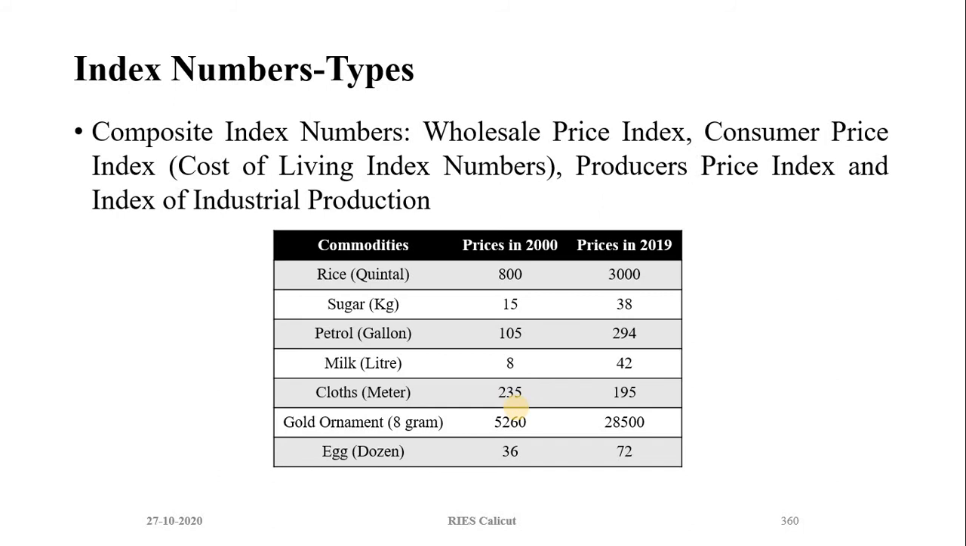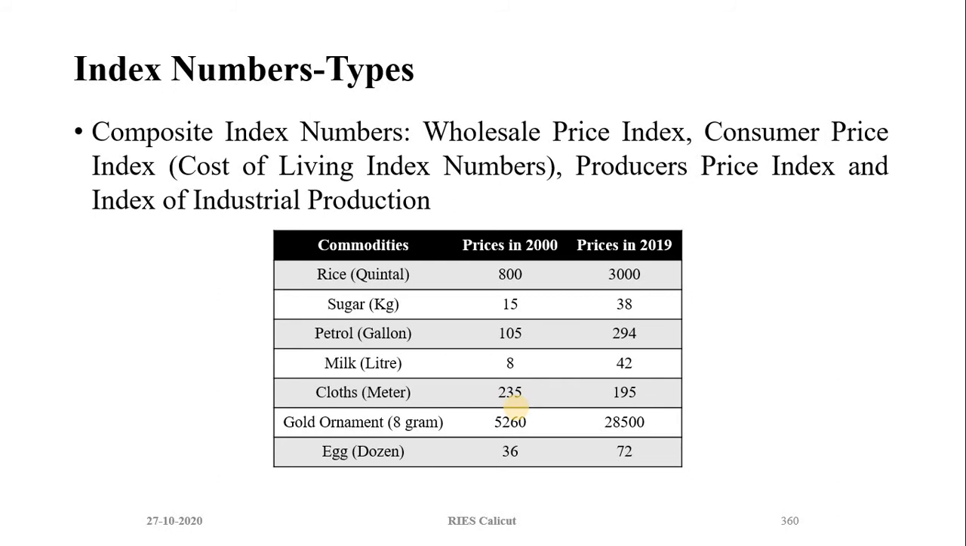Now, what is the composite index number? If you look at the newspaper, you can see the wholesale price index number, consumer price index number, CPI, WPI, or PPI, producer price index number, or index of industrial production. Similarly, nominal and real effective exchange rate. You can see lots of such indexes. Basically these are all kinds of index numbers. They measure the average percentage change for a group of commodities.